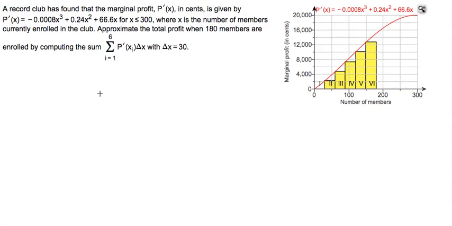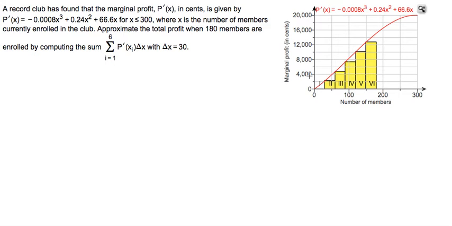In this problem, a record club has found that their marginal profit, P prime, is given by this function for x less than or equal to 300, where x is the number of members currently enrolled in the club. So we want to approximate the total profit when 180 members are enrolled by computing this sum with delta x equal to 30. This means there are 6 rectangles, which you can see, even labeled for you, which is nice. The first rectangle is at 0 with a height of 0, so it's kind of non-existent, but there are 1, 2, 3, 4, 5, 6 rectangles.